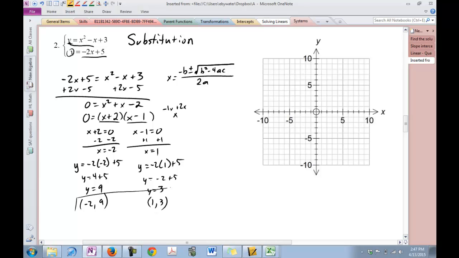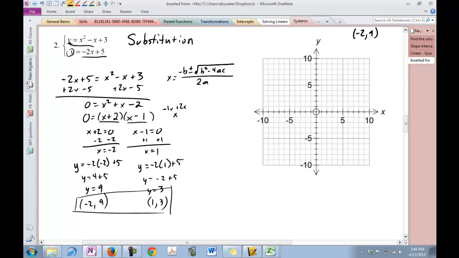And there you go. Those are the two intersection points. If I wanted to check, and you should on your homework, you can put negative 2, 9 into both equations, make sure that it works, you're good to go. You can also put 1, 3 in and check to make sure that one works. They're both solutions. You better check both of them in both equations. All right, we're good. I'm going to go ahead and write those down.